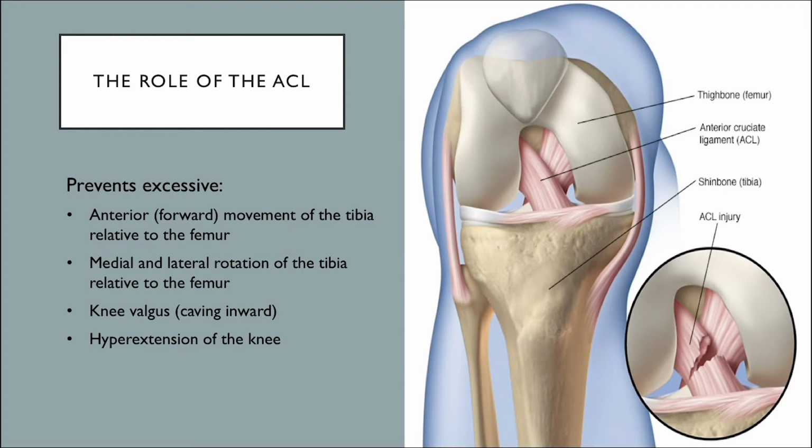Next, we'll look at the role of the ACL itself and its responsibilities in controlling movement during athletic activities. It is responsible for preventing any excess forward movement of the tibia, so your big shin bone here. It also helps to prevent any medial or lateral rotation of that tibia relative to your femur. It also helps to prevent any caving in at the knee, which we'll refer to as knee valgus moving forward, as well as hyperextension of the knee.